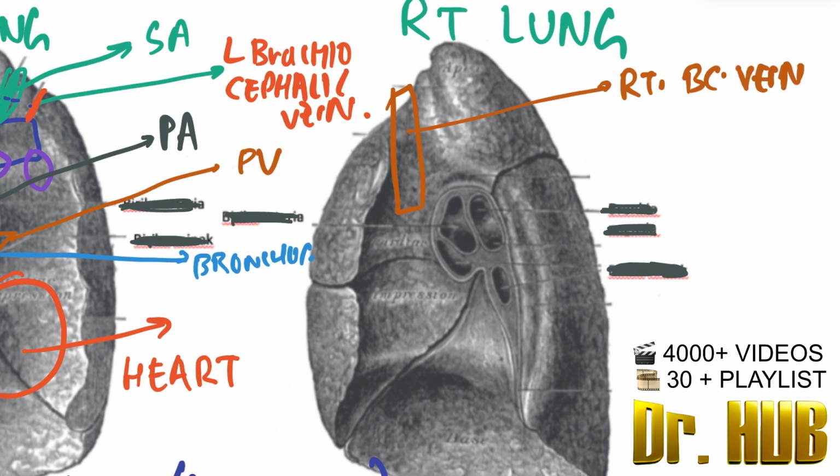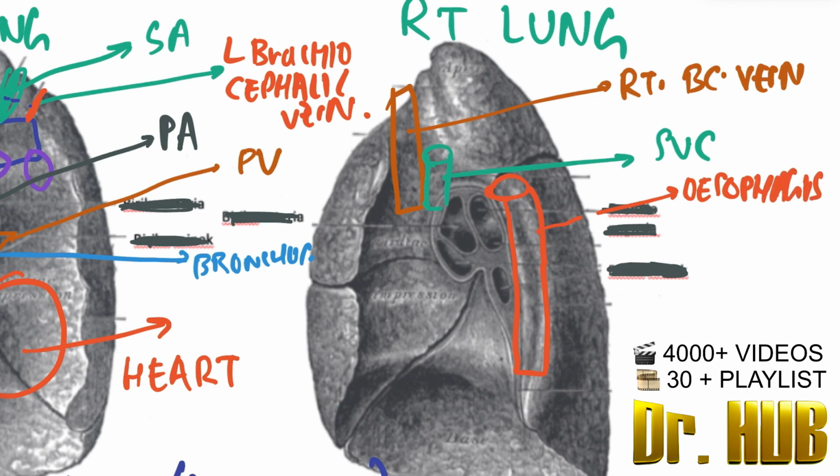Next, there is also the presence of the superior vena cava, writing it as SVC, and on the side there is a depression. So this is for the esophagus. There is a vein which is towards the side of the esophagus. This is known as the azygous vein. So this is nothing but the azygous vein.